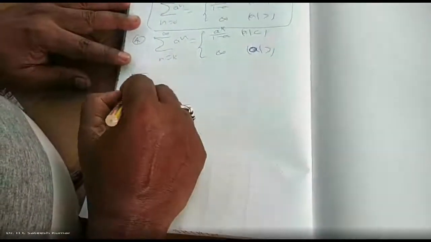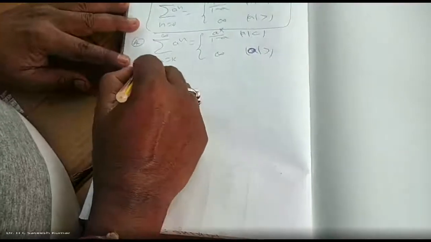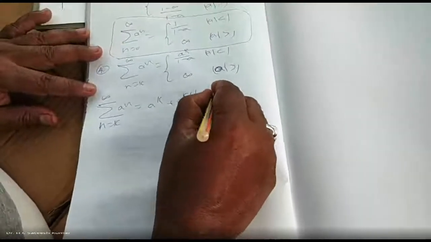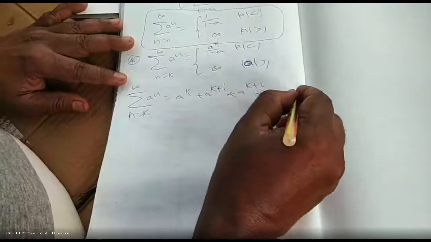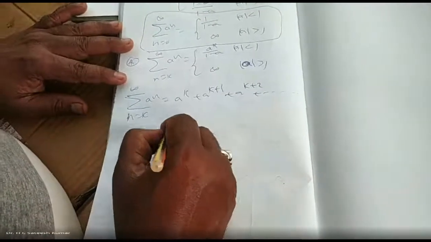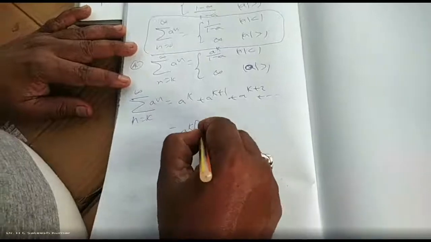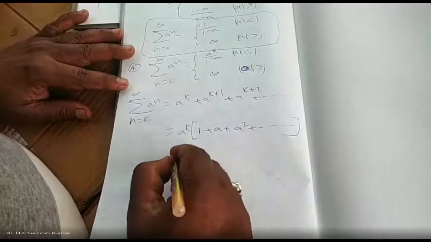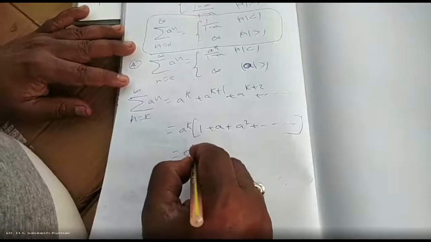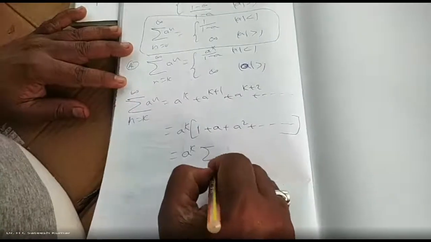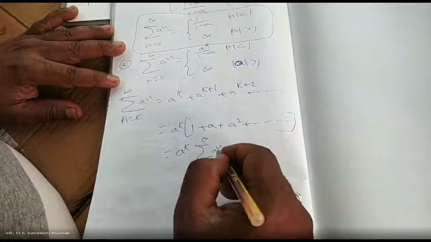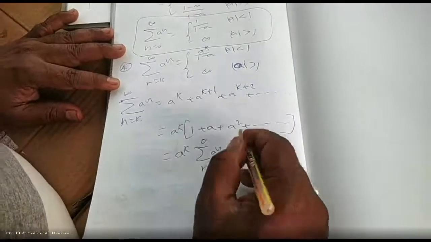Okay, take this one, LHS. Summation n varies from k to infinity a power n is equal to, start from k: a power k. Next term is a power k plus 1, next term is a power k plus 2, plus so on. Now you take out a to the power of k outside: 1 plus a plus a square plus so on. It's nothing but a to the power of k times summation n varies from 0 to infinity a power n. Same thing only. Give the value a to the power of 0, 1, a to the power of 1, a, a to the power of 2, a square, so on we will get it.